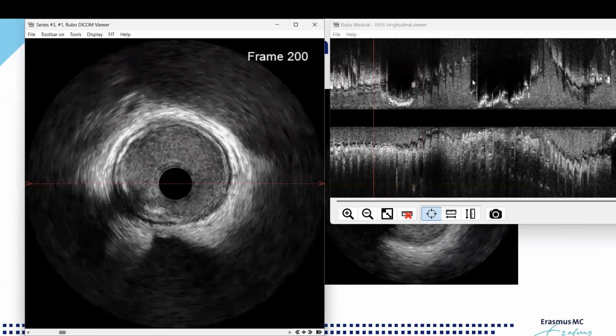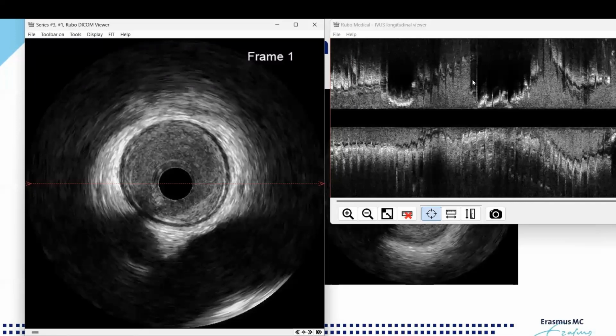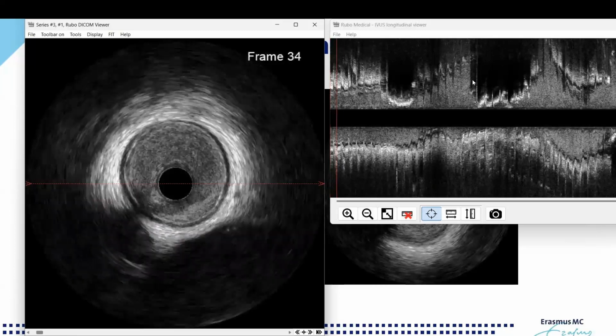Look, here we managed to get a little bit deeper in the circumflex. And I just want to show you this. This part here, you see this is darker tissue than the surroundings. This we call fibrofatty plaque, or a beginning of fibrofatty plaque.